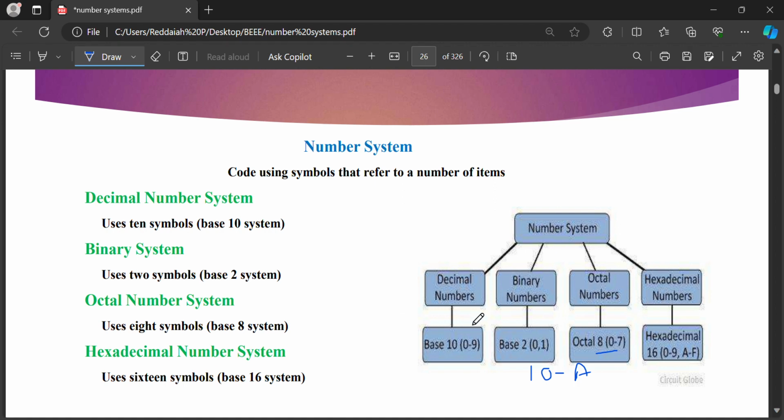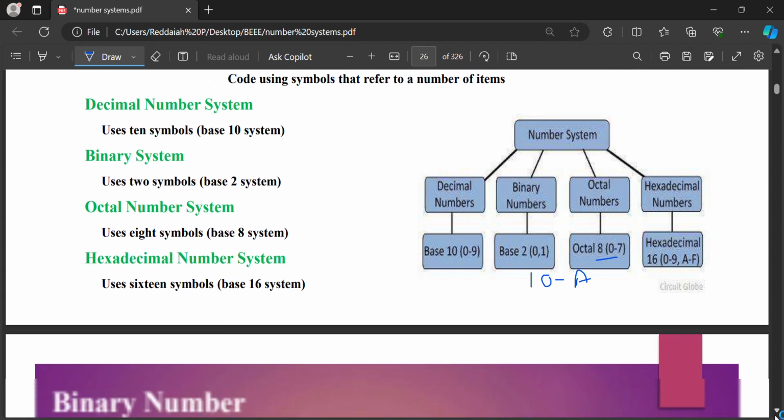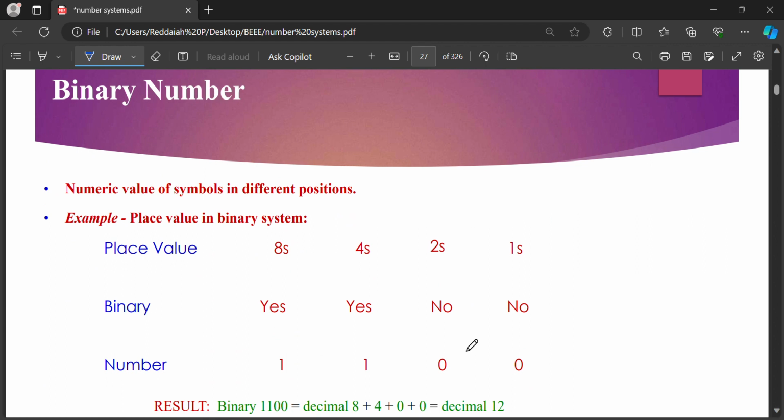How to convert from decimal to binary, binary to octal, octal to binary, hexadecimal to decimal? Let us see. Suppose there is a binary number 1100. How to convert this binary number into a decimal number? The decimal number base is 10. The binary weight positions are 2^0, 2^1, 2^2, 2^3, that is 8, 4, 2, 1.